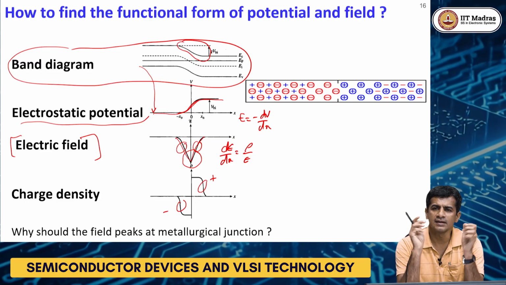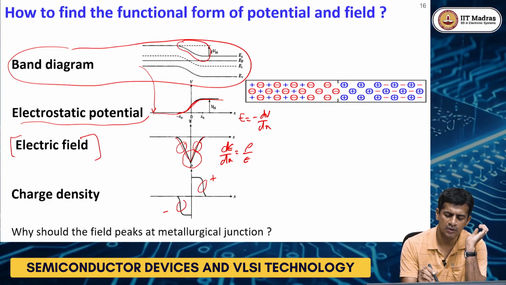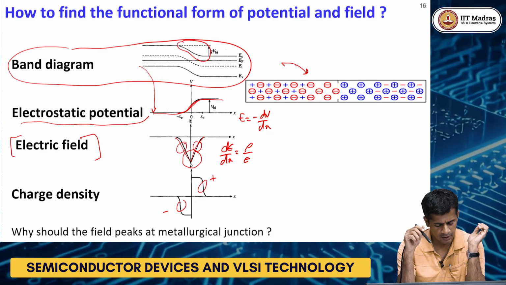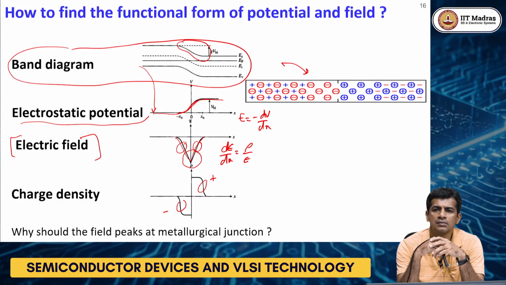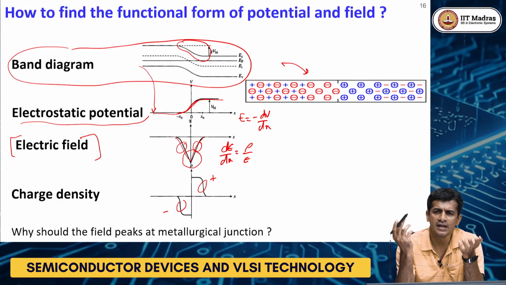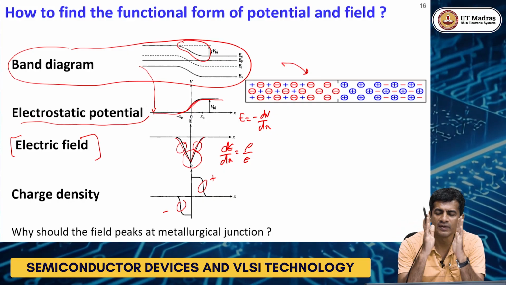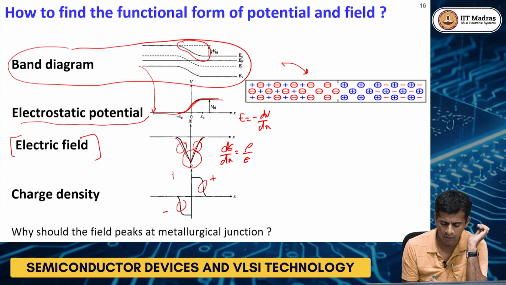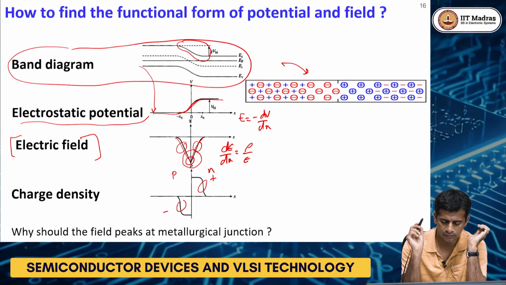On the other hand, suppose you are not given the plot. You are given the band diagram and this picture. Why should the electric field peak at the middle? Can you think about why the electric field should always peak at the middle of the junction? That is what we call the metallurgical junction, the interface, the original boundary between the P and the N side. Why should it always peak here?